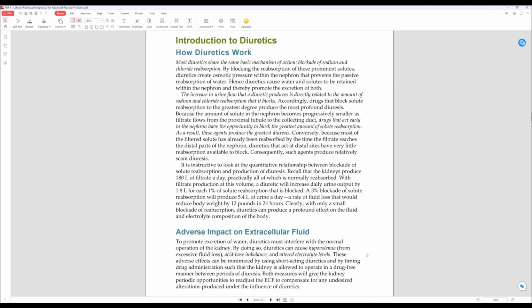Because the amount of solute in the nephron becomes progressively smaller as filtrate flows from the proximal tubule to the collecting duct, drugs that act early in the nephron have the opportunity to block the greatest amount of solute reabsorption. As a result, these agents produce the greatest diuresis. Conversely, because most of the filtered solute has already been reabsorbed by the time the filtrate reaches the distal part of the nephron, diuretics that act at distal sites have very little reabsorption available to block. Consequently, such agents produce relatively scant diuresis.